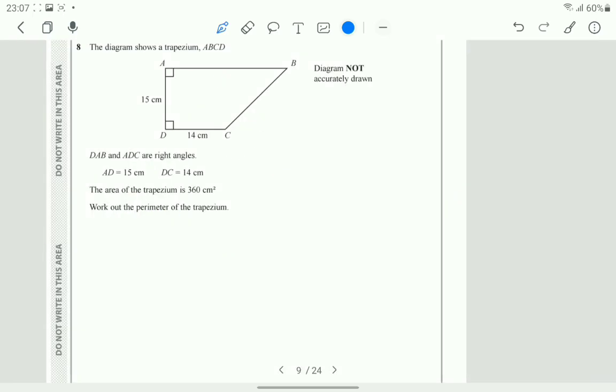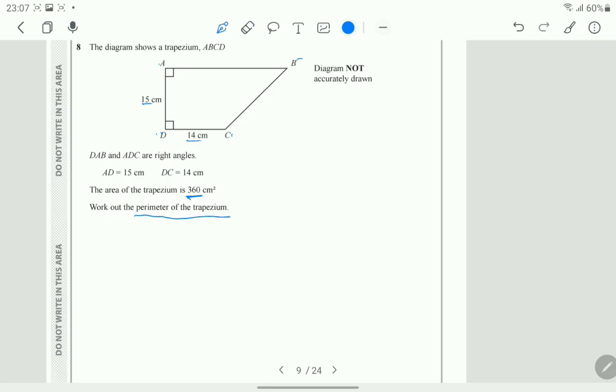Successfully reached the 8th question of this exam. Let's read it. The diagram shows a trapezium ABCD. The sides are labeled 15 centimeter, 14 centimeter. DAB and ADC are right angles. The square indicates that. AD is 15 centimeter, DC is 14 centimeter as labeled on the shape. The area of the trapezium is 360 centimeter square. Work out the perimeter of the trapezium.